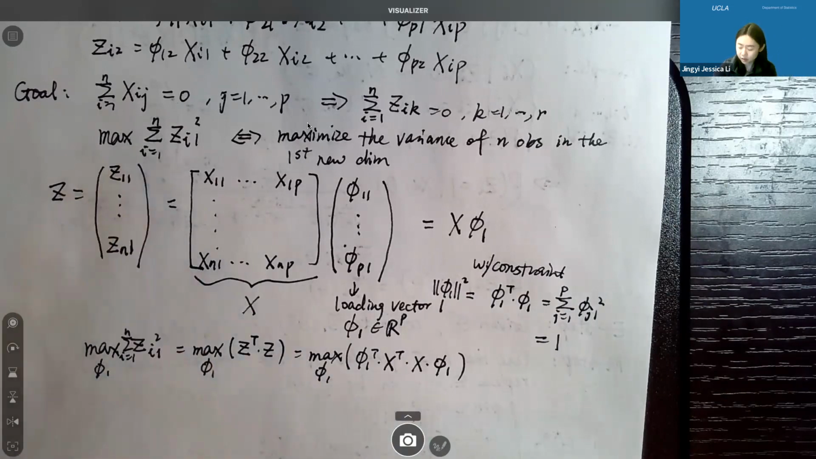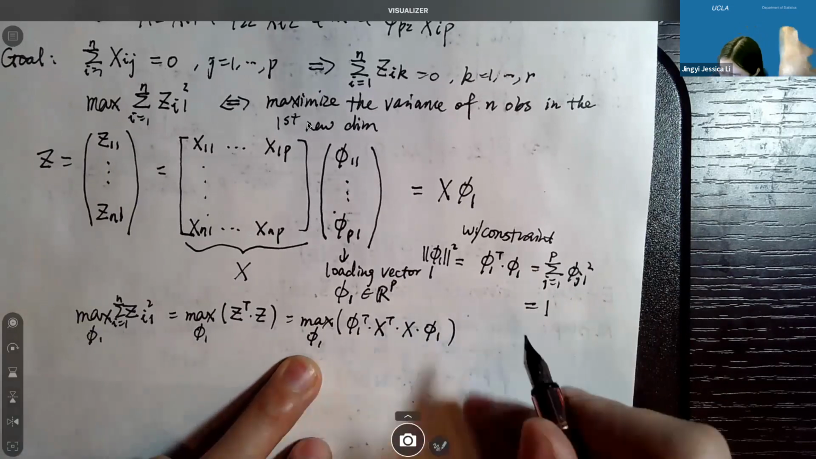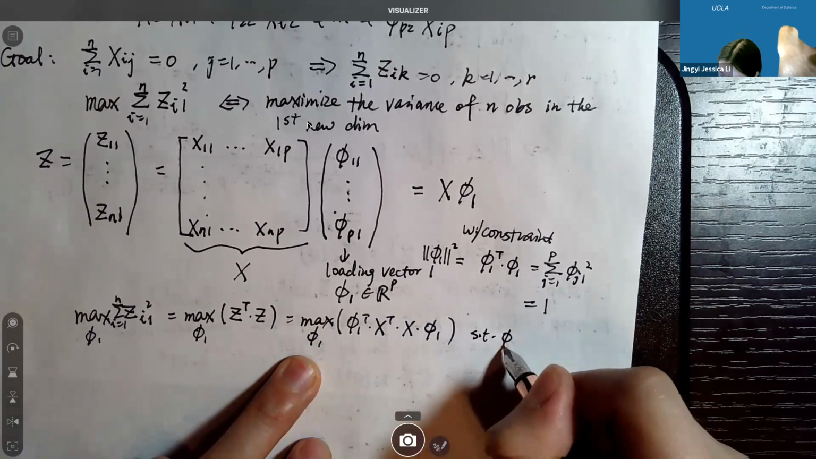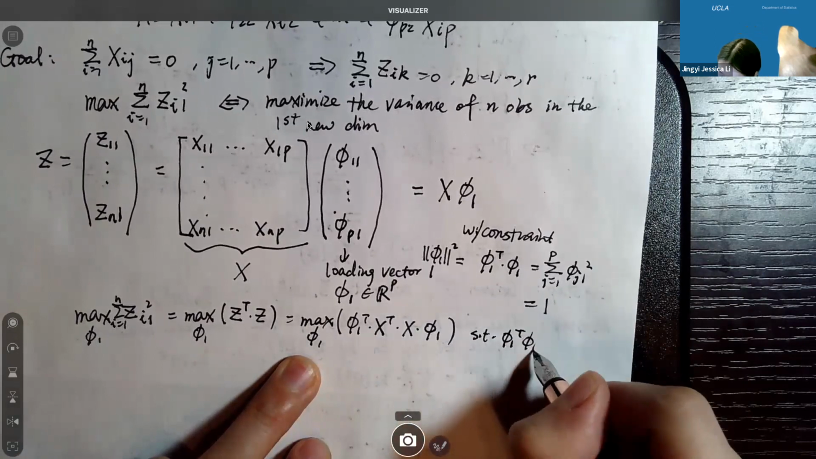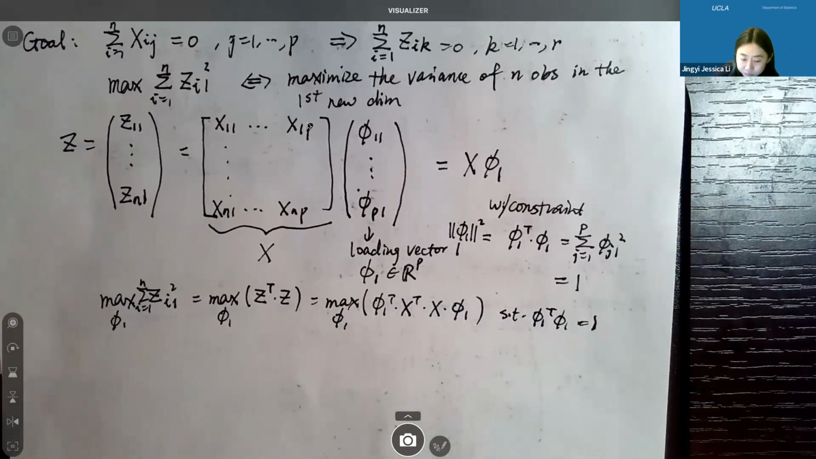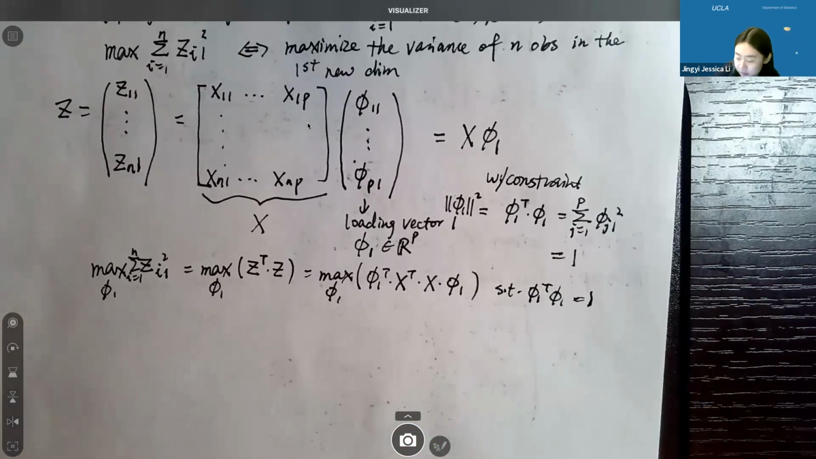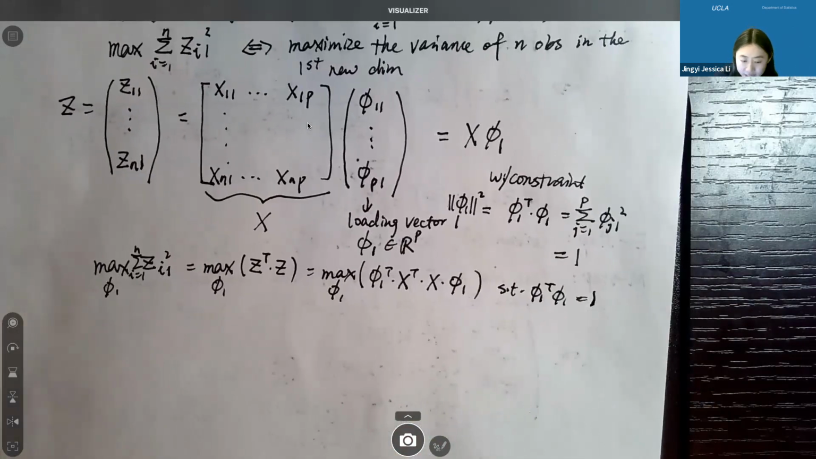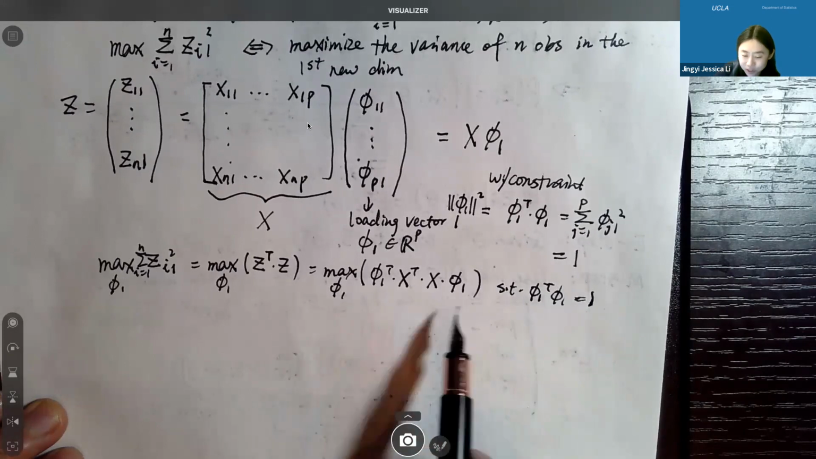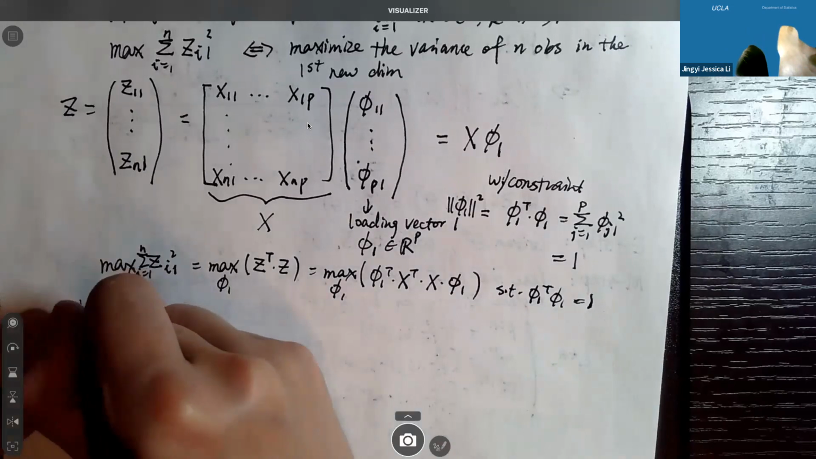Okay, so then this optimization problem becomes how to find phi 1 to maximize this, such that phi 1 transpose phi 1 is equal to 1. Under this constraint, how do we do this optimization? One technique for doing that, maybe some of you have heard of this, maybe not, but I'm just going to introduce it. It's called a Lagrange multiplier. The idea is to put this constraint as part of your objective function for optimizing.